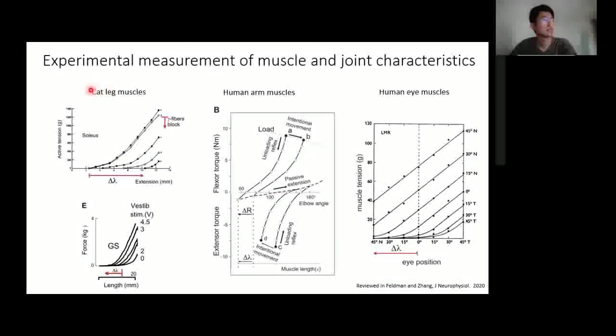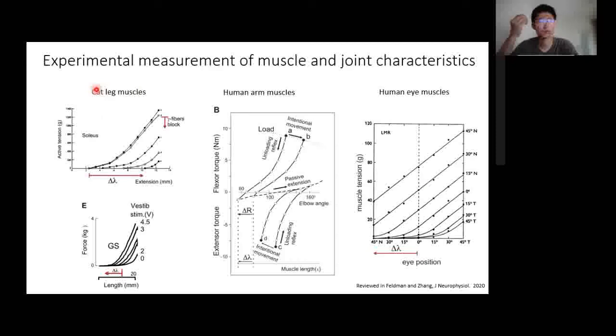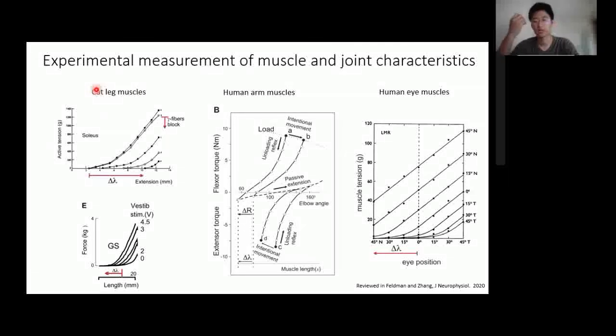The first experiment was done in cats, and this is a very complex experiment. They have to remove a certain area of the cat's brain to make sure that the cats do not produce voluntary movement. Then they stimulate somewhere in the brain to mimic the descending input to the spinal cord. And they take a muscle, like this is soleus, a leg muscle of the cat. When they give a stimulus, the muscle will be at a certain length.